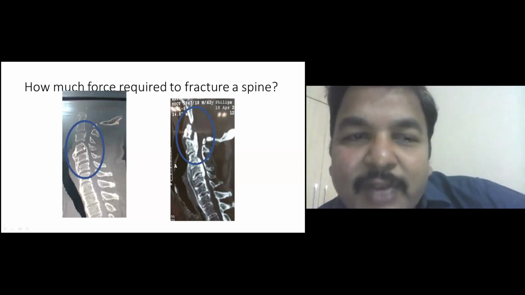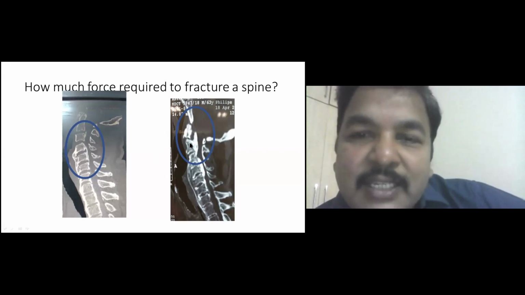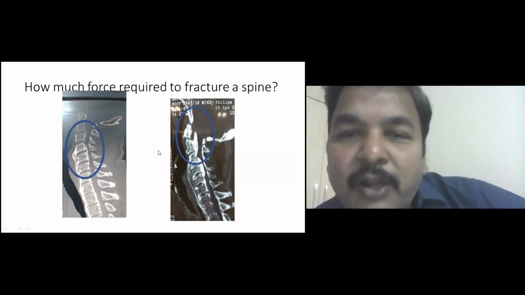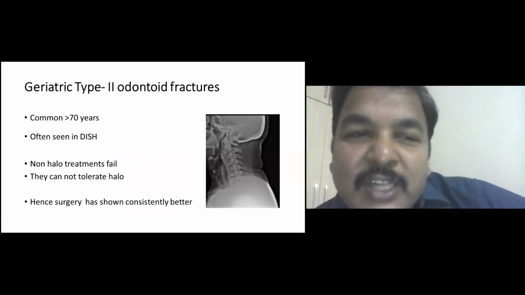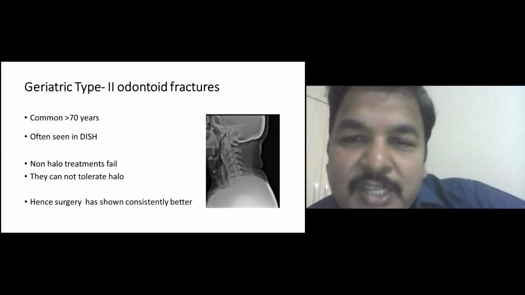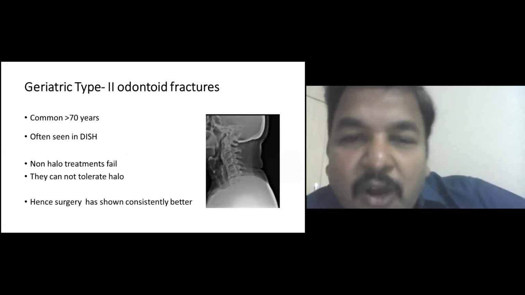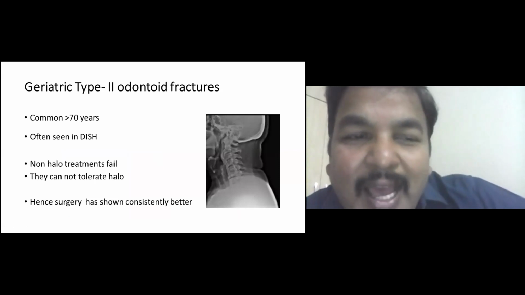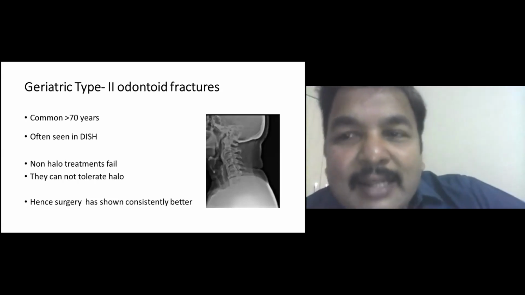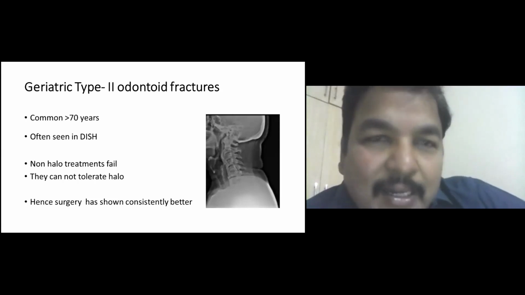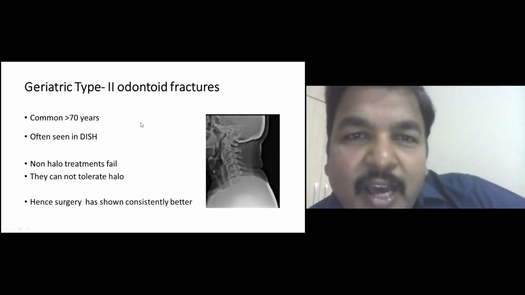Suppose there is a fusion of this particular spine also, as you find in this case, the only thing left to be fractured is the odontoid process. So odontoid fracture is the most common fracture in elderly patients who are suffering from diffuse idiopathic skeletal hyperostosis, where most of the spine is fused. Here, the non-halo treatments always fail in the geriatric population. Of course, they cannot tolerate the halo fixation in view of the lung compliance issues, and hence surgery has shown consistently better results, that is C1, C2 fixation in all geriatric type 2 odontoid fractures, in terms of reducing the morbidity and mortality.